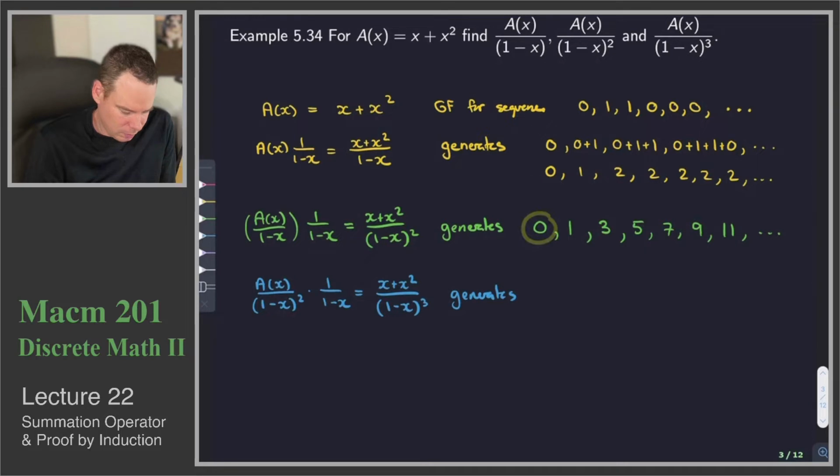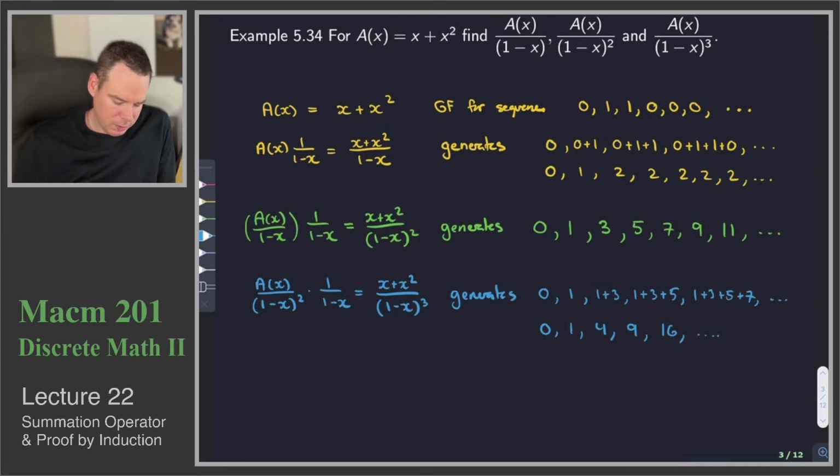So it's going to be 0, and then 1, and then 1 plus 3 is 4. I'm going to write the sums out for this one, just so we can start to perhaps see a pattern. 0, and then 1. I won't include the 0 in the sum. And then 1 plus 3, and then 1 plus 3 plus 5, and then 1 plus 3 plus 5 plus 7, and so on. And so this becomes 0, 1, 4, 9, 16, and so on. And so that looks like the sequence of squares.